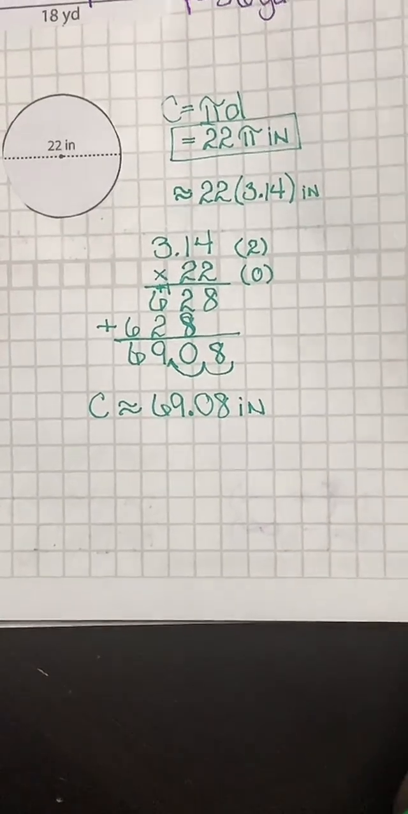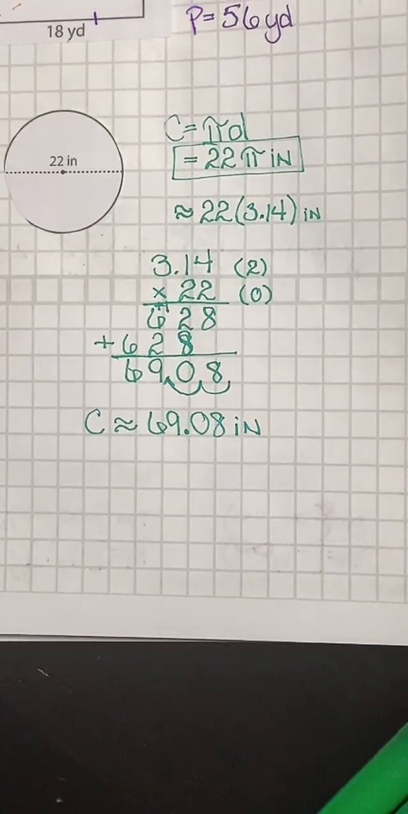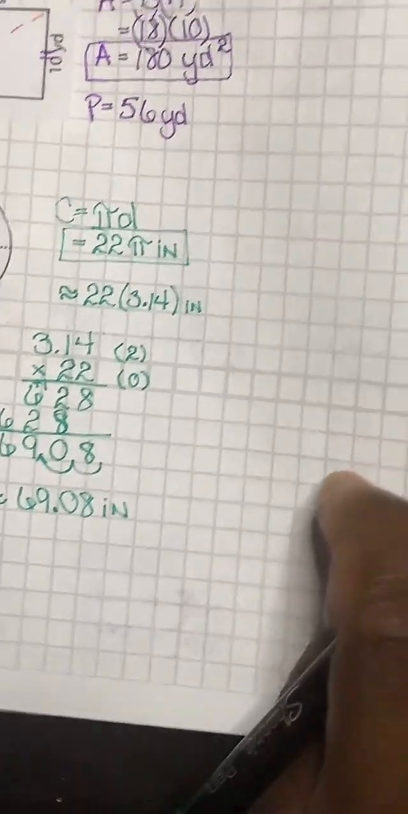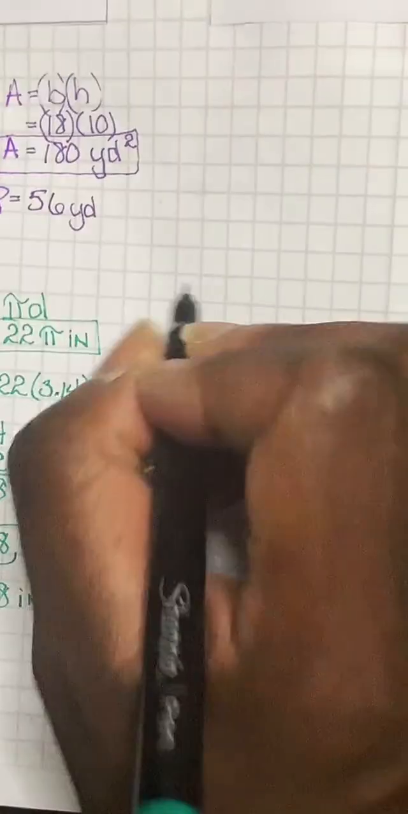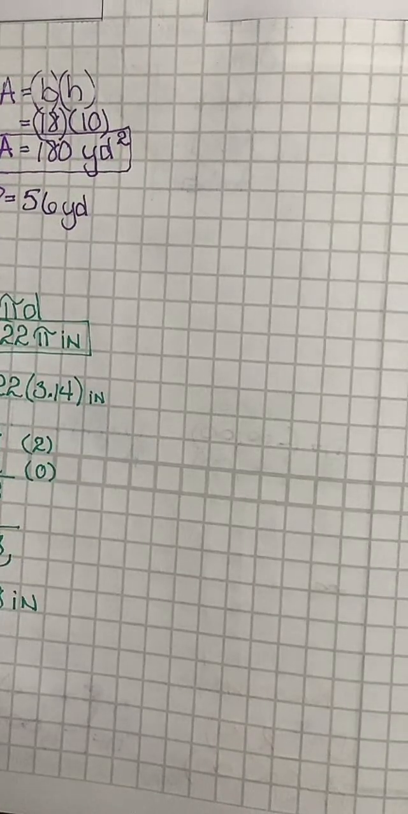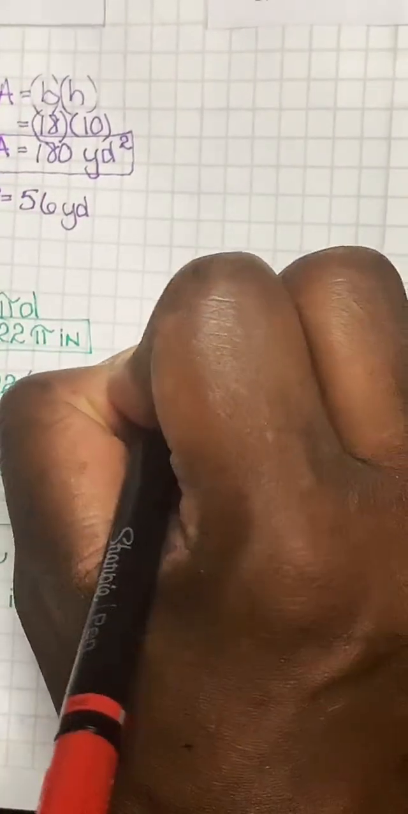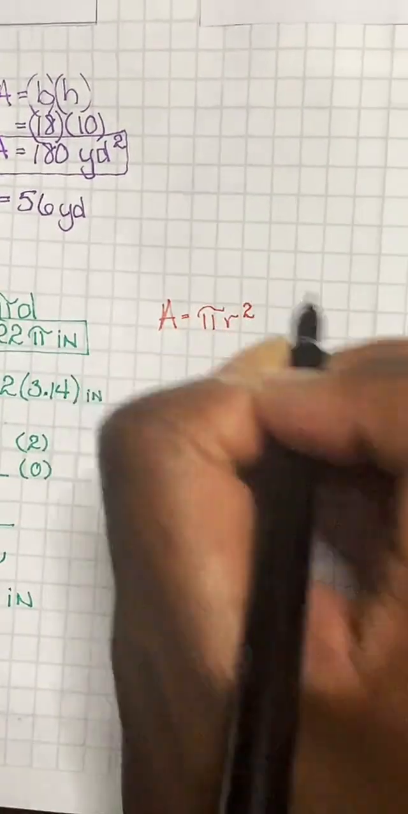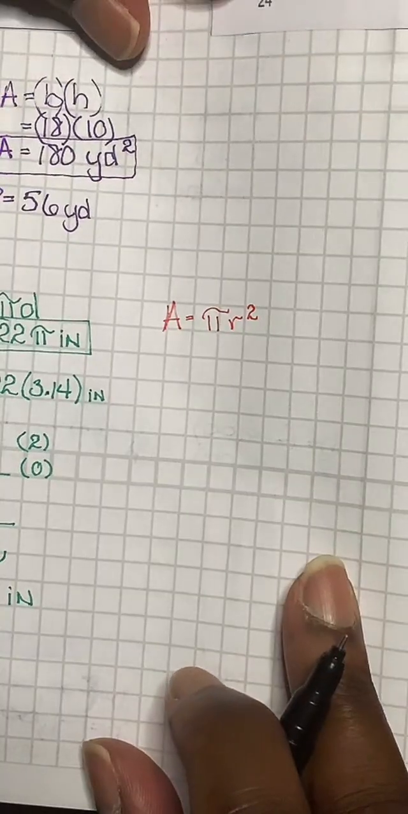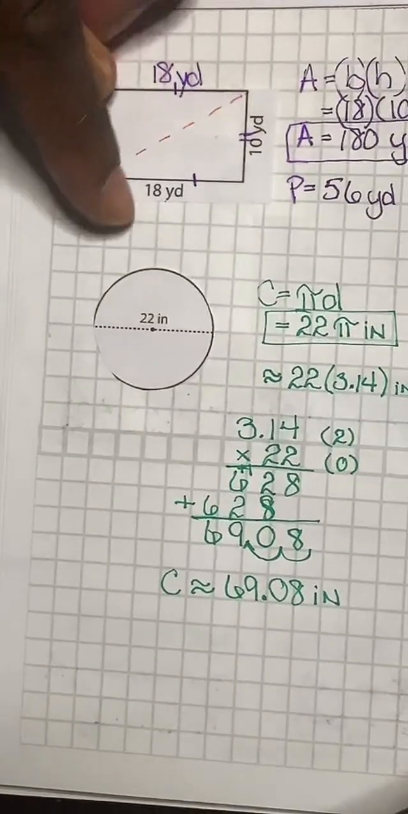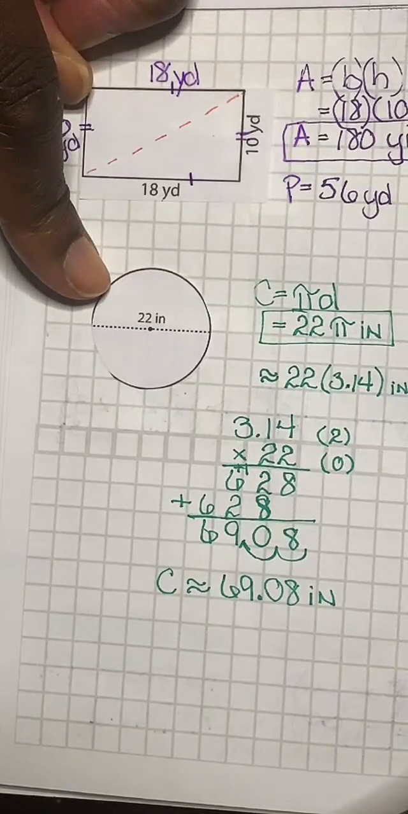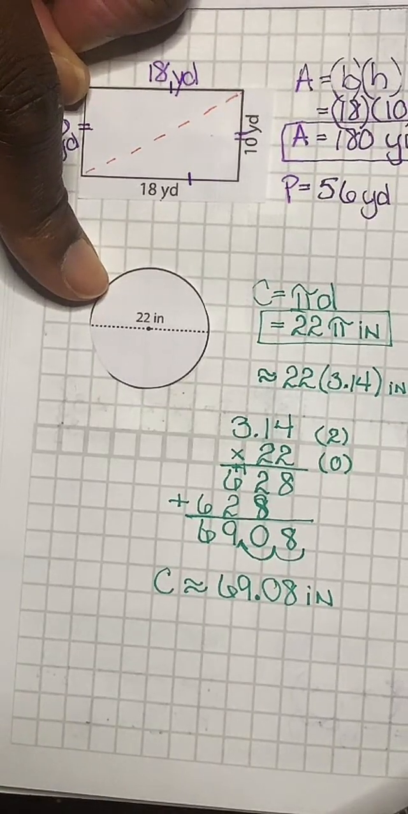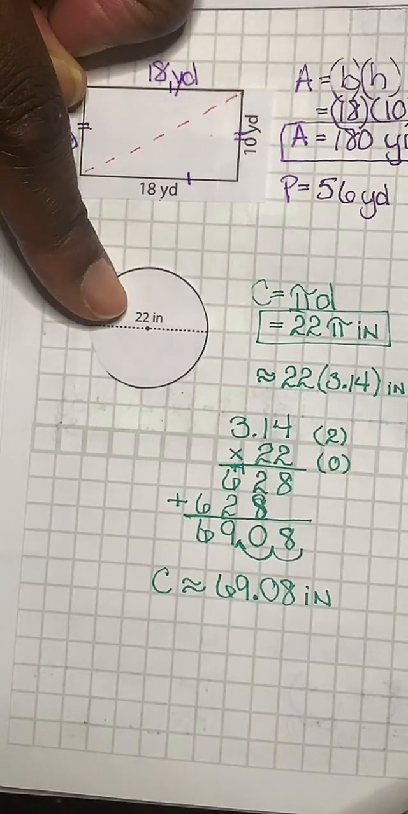Now, finding our area. So the formula for area, I'll use red. If I'm finding area, that's pi r squared. So I need to square my radius. But remember, they didn't give us a radius. They gave us a diameter. But luckily, we know that a radius is half the diameter. So what would be my radius?